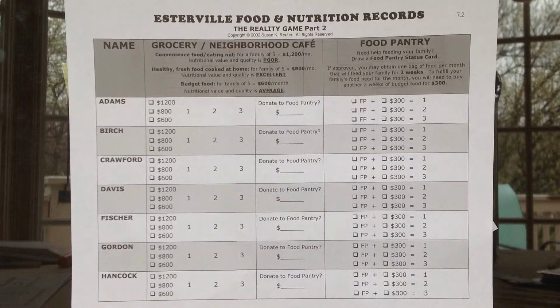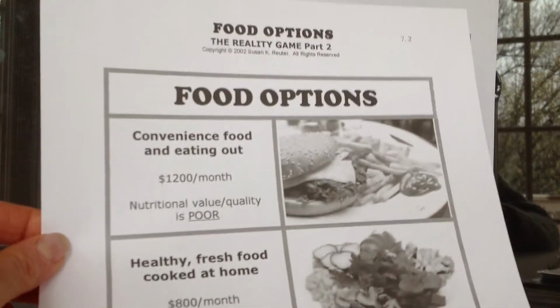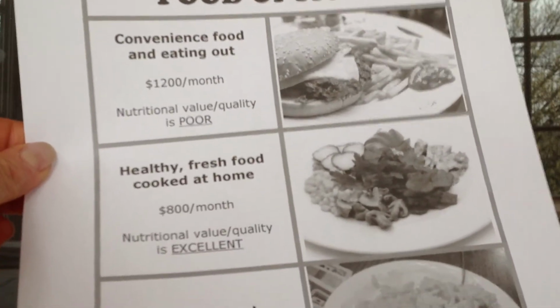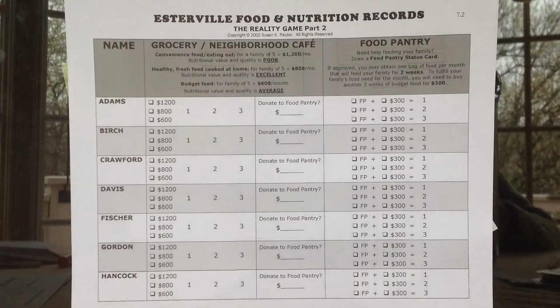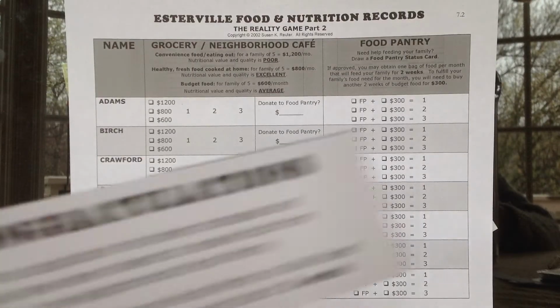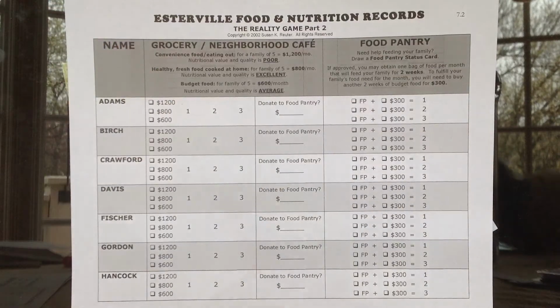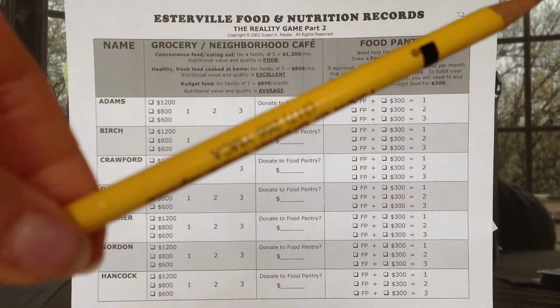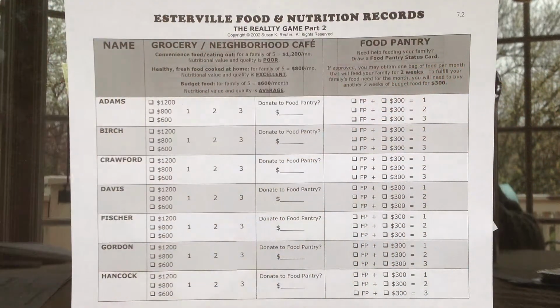The resources that you will need at this station are the food and nutrition records, which are up on the screen. You will also need a food option card. During the game, yours will be in color and laminated, and it gives the different food options. You will also have food pantry status cards, a pencil, and a stamp marker, or it may be stickers if that's how you're set up for the game.